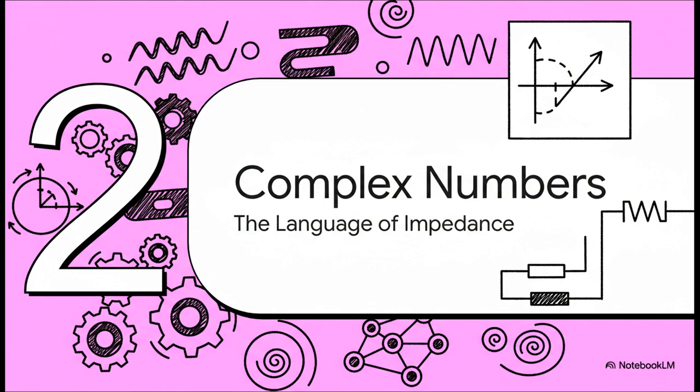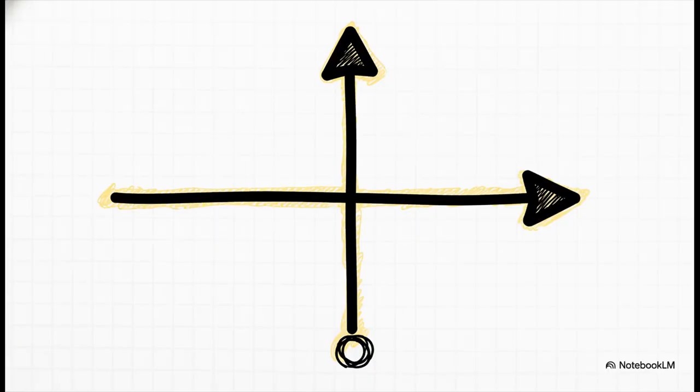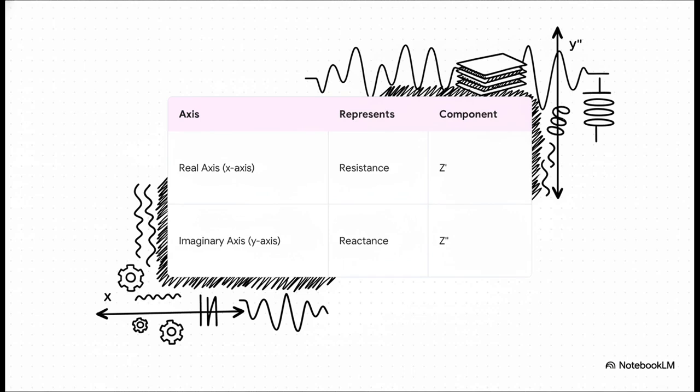Well, for that, we need to pull out a more powerful kind of math. We need the language of complex numbers. See, a single number just won't cut it anymore. It's kind of like trying to find a spot on a map with just one coordinate. You can't do it. You need two dimensions, one for the energy dissipating resistance and a second one for the energy storing reactance.